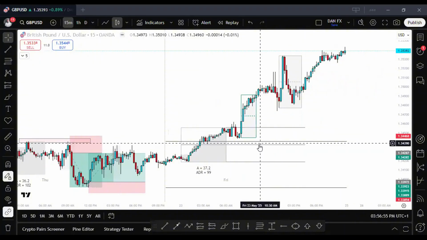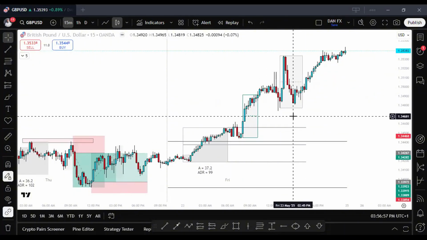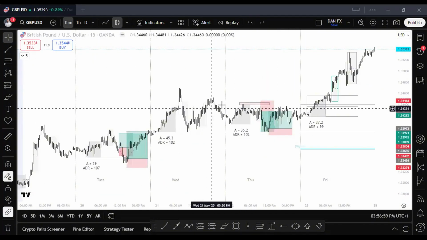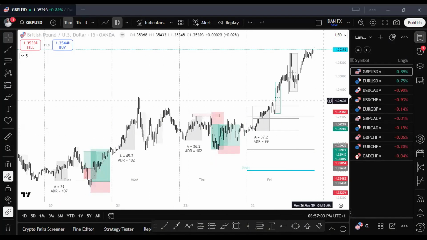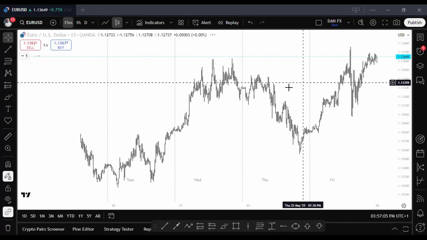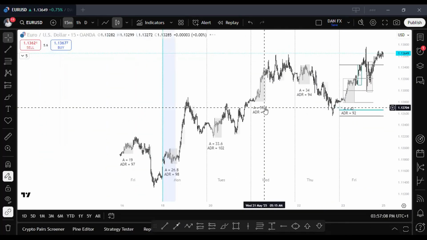On Friday here, didn't really get any trades. So we're going to go to the next pair. At the end of the pairs, we're going to calculate how many wins and how many losses we have, and then see if we have a profitable week here.